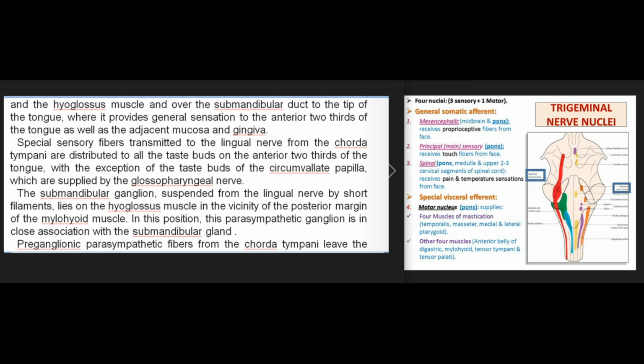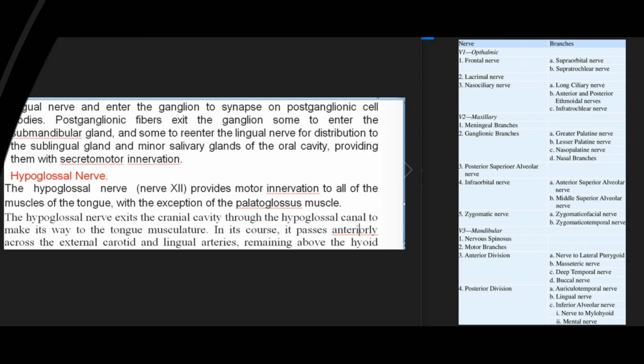in the vicinity of the posterior margin of the mylohyoid muscle. In this position, this parasympathetic ganglion is in close association with the submandibular gland. Preganglionic parasympathetic fibers from the chorda tympani leave the lingual nerve and enter the ganglion to synapse on postganglionic cell bodies. Postganglionic fibers exit the ganglion, some to enter the submandibular gland, and some to re-enter the lingual nerve for distribution to the sublingual gland and minor salivary glands of the oral cavity, providing them with secretomotor innervation.